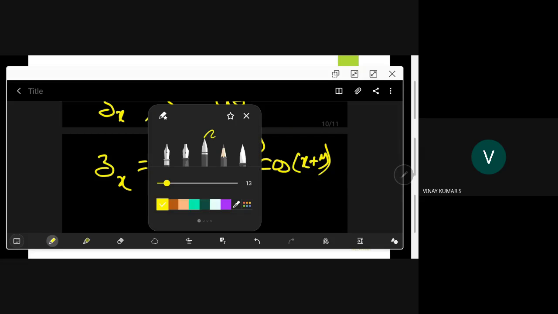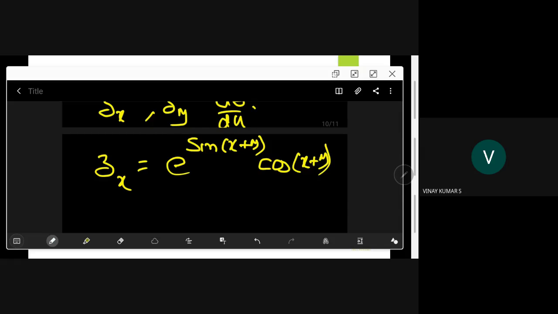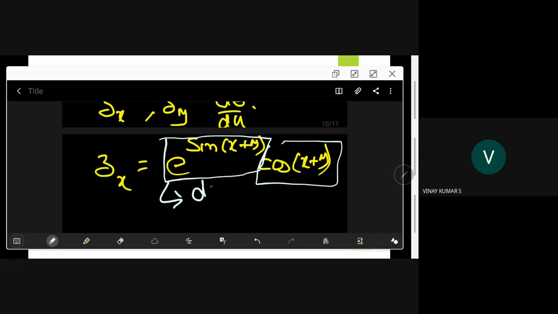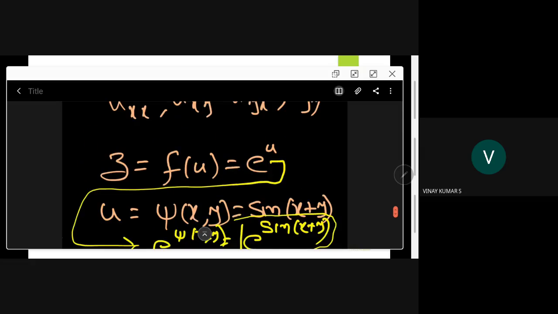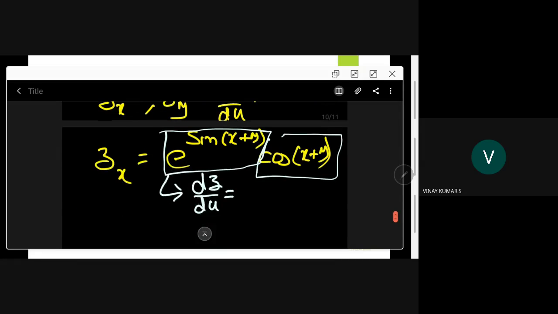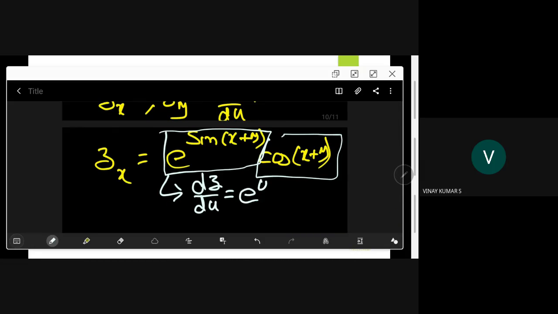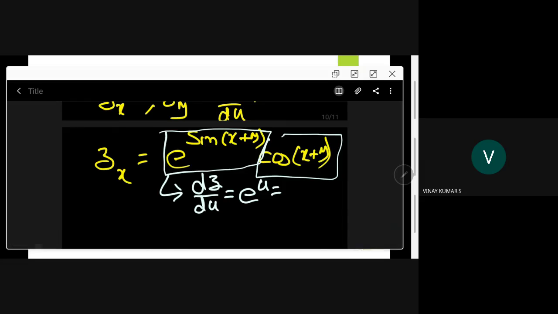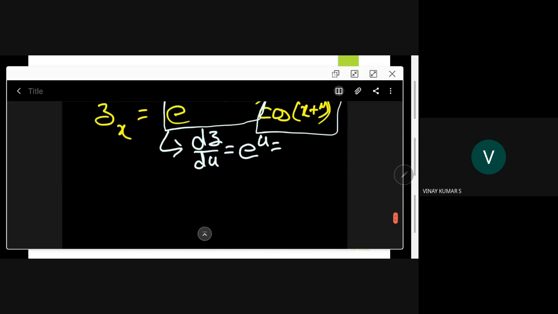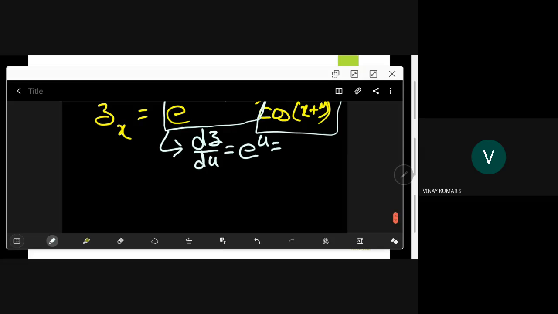But what is this? See here, the important thing is this object. This is nothing but dz/du. What is dz/du? Look here. dz/du, if you take e^u only, that is e^u. But what is u? See here again, u is psi of x, that is sin(x+y). So you are getting this as e^(sin(x+y)).